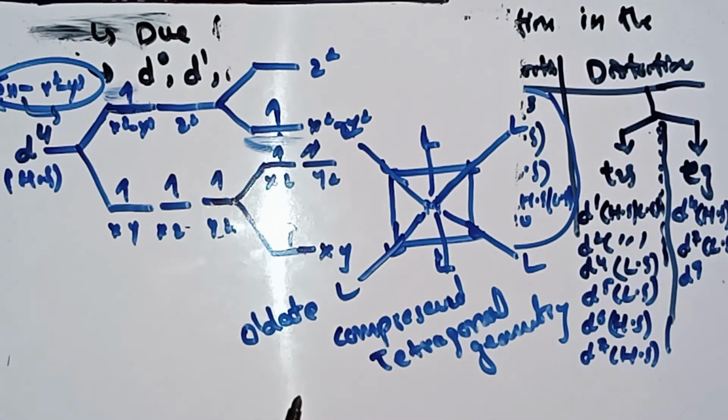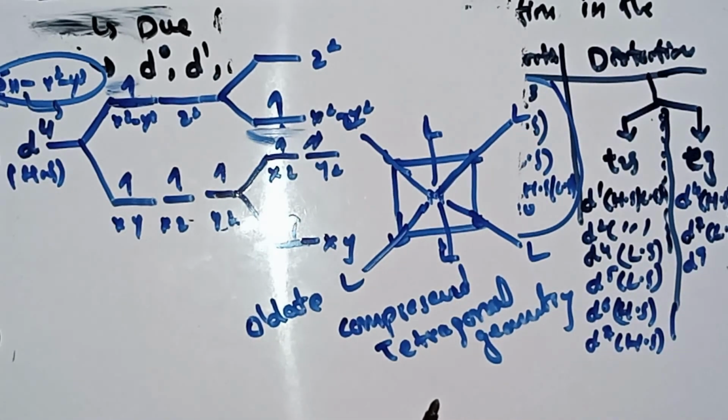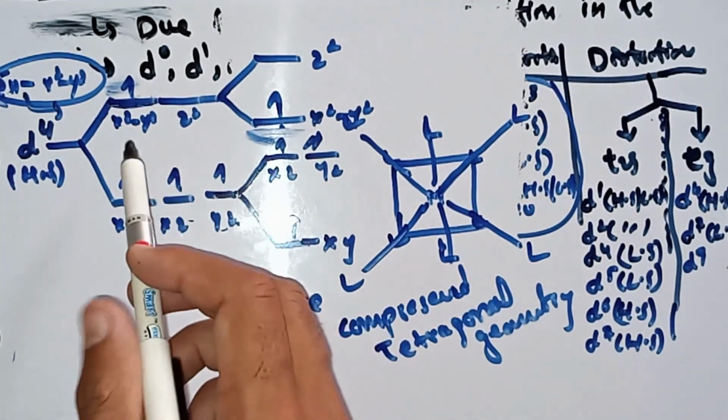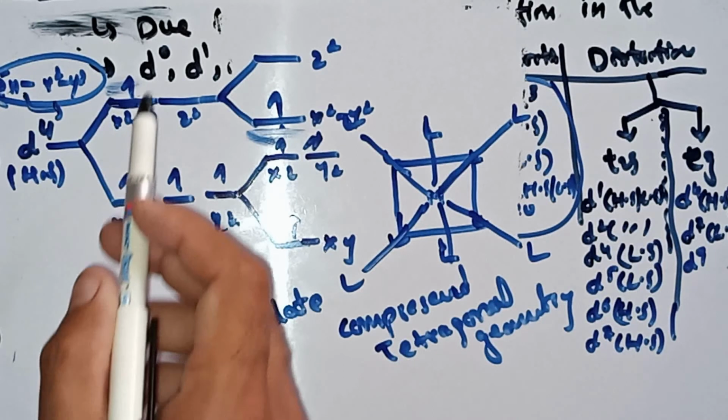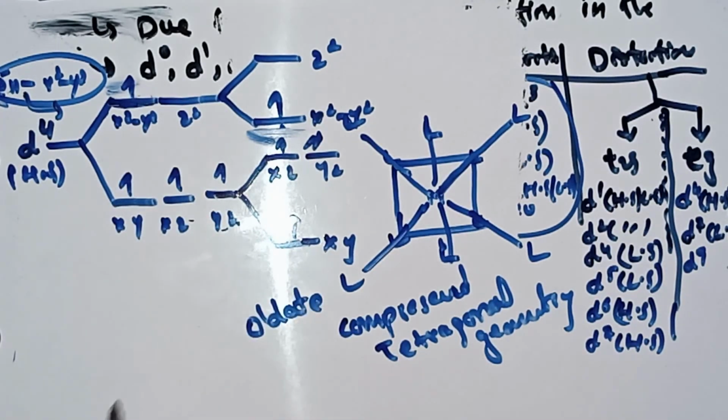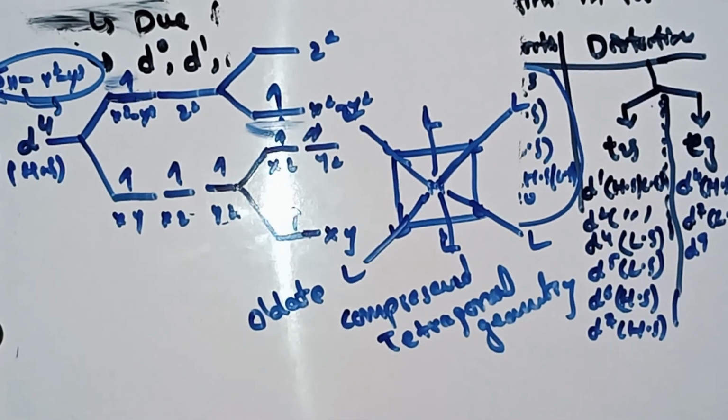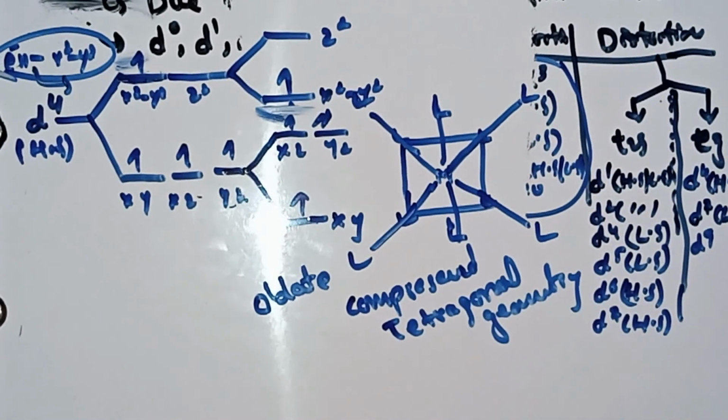But in the case of the d4 system, these are the systems when the electron is in x square minus y square. But if the electron is present in the other orbital, let's take the correct position on this board.